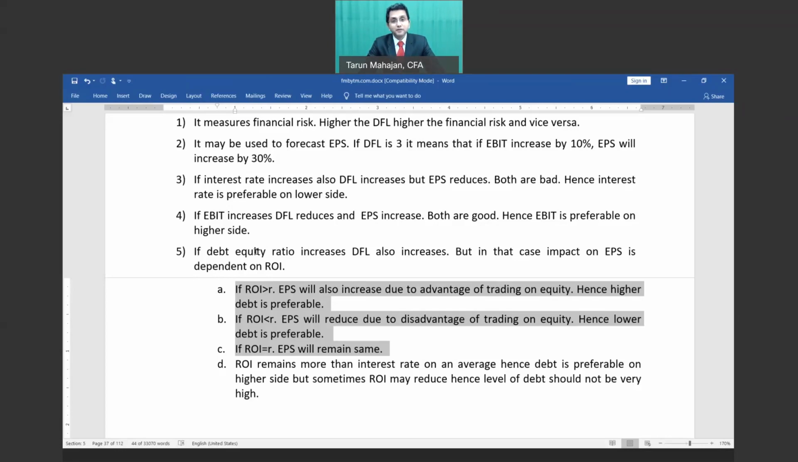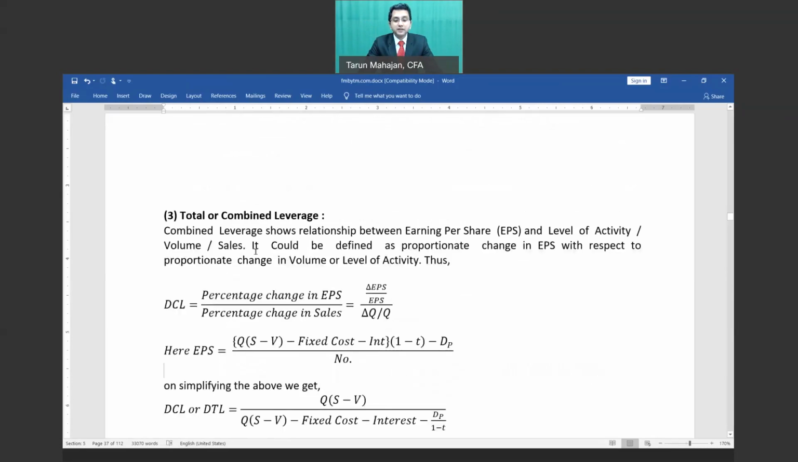But higher debt is preferable when the economy is doing good. But the economy keeps on fluctuating. So what should I do? You should think that you should have a moderate level of debt, so that on one hand you can take advantage of trading on equity, and on other hand, in tough times you can still survive. Okay, so that is the interpretation of DFL.